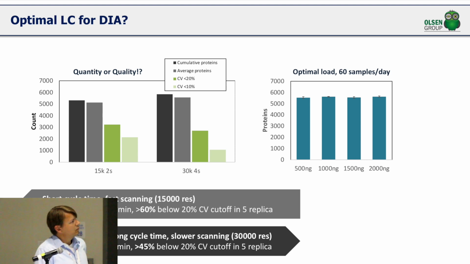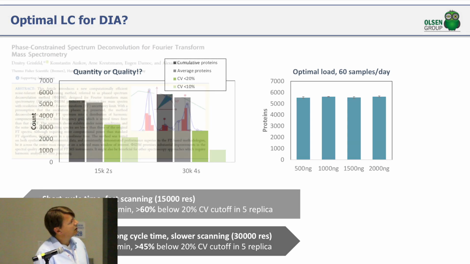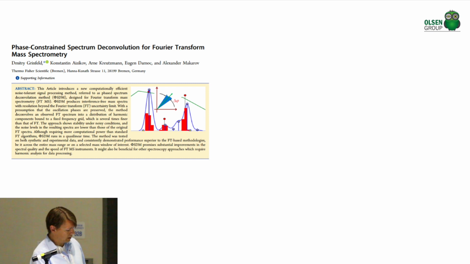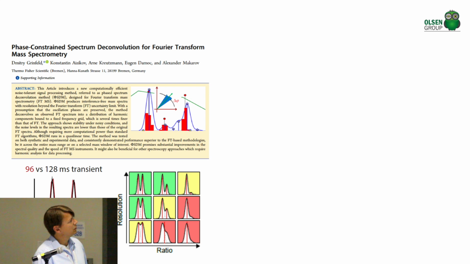So we're not only using label-free quantitation, we're also doing a lot of TMT-based quantification. But in order to take advantage of the TMT-based quantification, we of course like to couple it with a very fast scanning method. And Alexander Makarov and his team in Bremen published a couple of years ago this new FT-based method called phase-constrained spectrum deconvolution for Fourier transformation of mass spectra, in which they can basically achieve higher resolution with the same transient time.